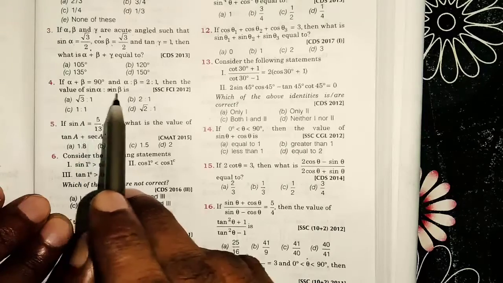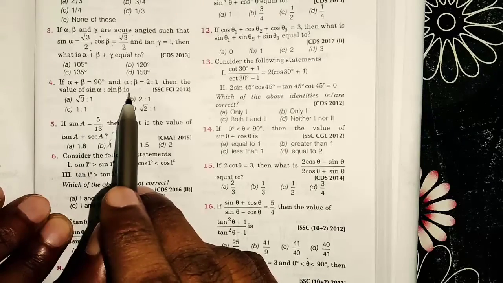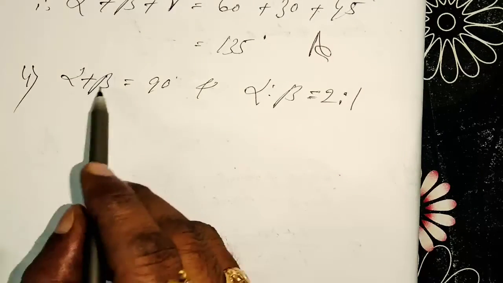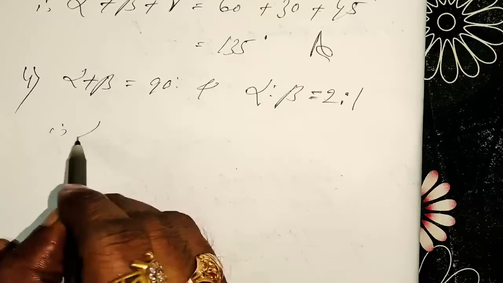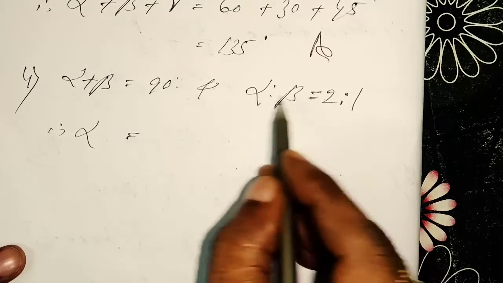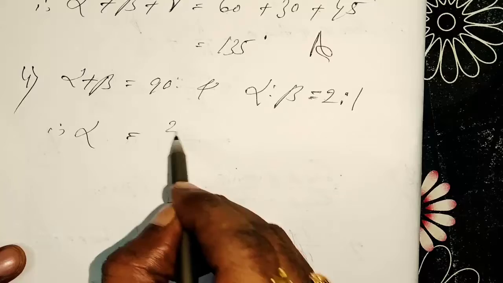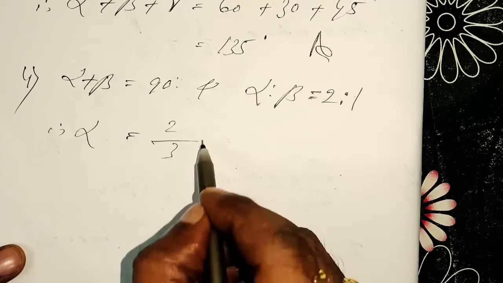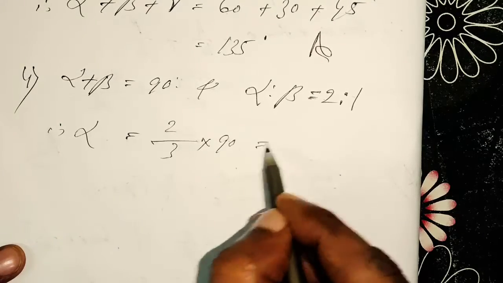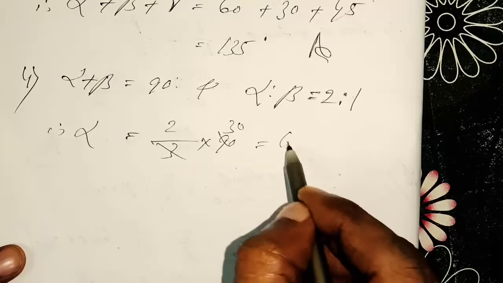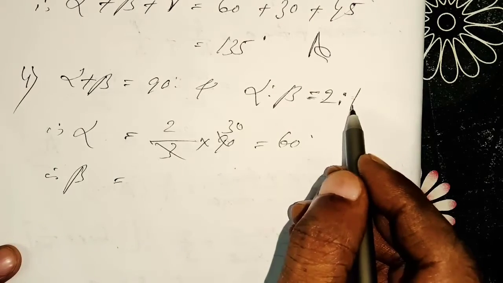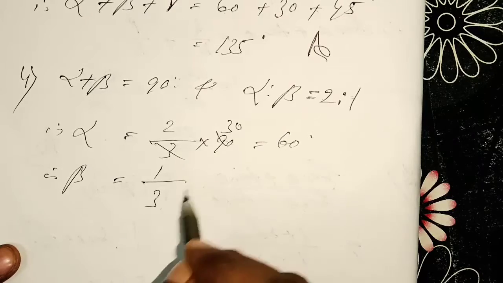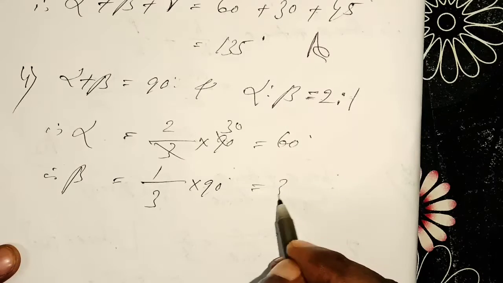After that, putting the value of alpha and beta here, you can get the result. What you will find out? Find the value of sin alpha into sin beta. How to find out? Just see. Alpha plus beta is given 90 and alpha is to beta is given 2:1. Therefore, alpha will be, as per the ratio properties, 2 by (2 plus 1), that is 3, times their addition 90, that means 60 degrees. And beta will be 1 by 3 into 90 degrees, that is 30 degrees.